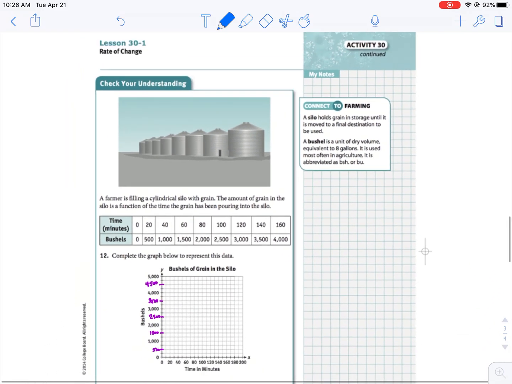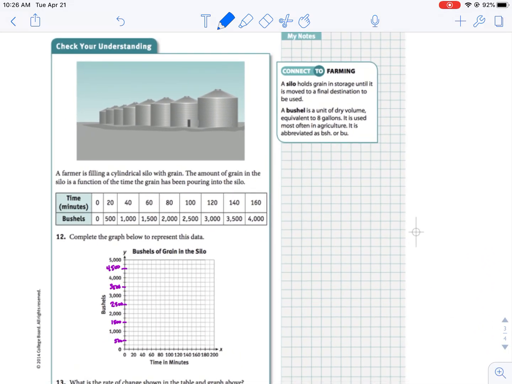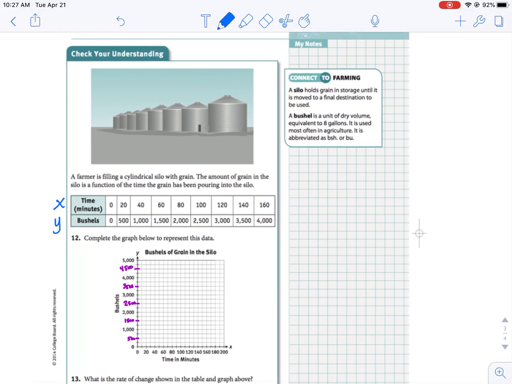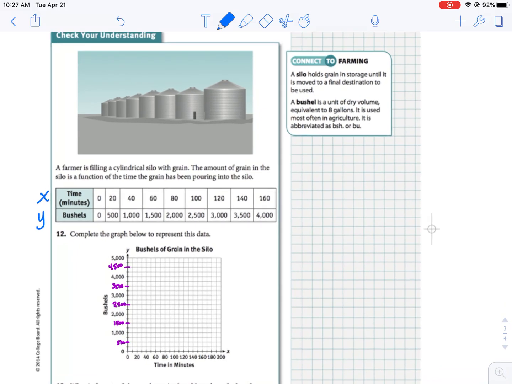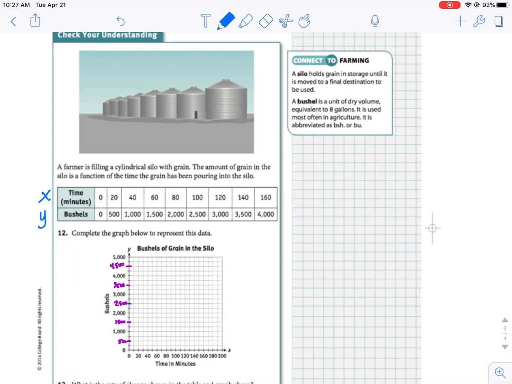All right, the last example we're going to look at is talking about a farmer and his cylindrical silos filled with grain. It says the amount of grain in the silo is a function of time. All right, so our x value is going to be time and our y value is going to be bushels. And that's just a measurement of how much grain there is. Up at the top it says a bushel is a unit of dry volume. It's approximately 8 gallons. And a silo is just that storage unit or the place that they use to hold the grain that I'm sure you've seen on the side of the highway by a farm driving somewhere.